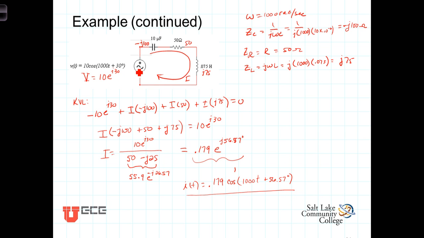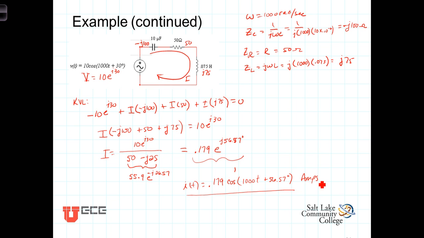The voltage, the source driving this circuit, is oscillating at 1,000 radians per second. The current is oscillating at 1,000 radians per second too. It's going back and forth, changing at the same frequency that the source is going into it. The source has an amplitude of 10 volts. The current flowing has an amplitude of 0.179 amps. So the amplitude of the current is smaller than the amplitude of the voltage.